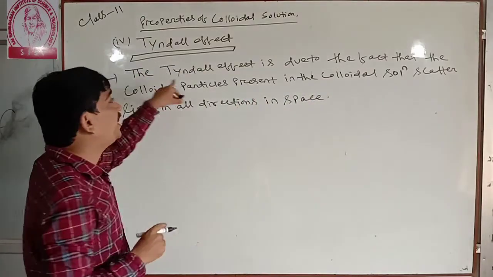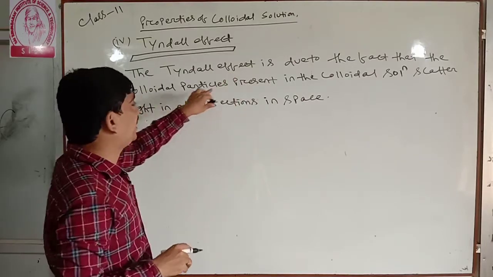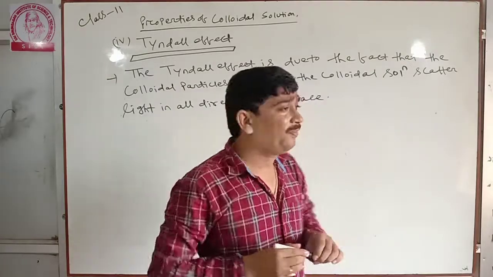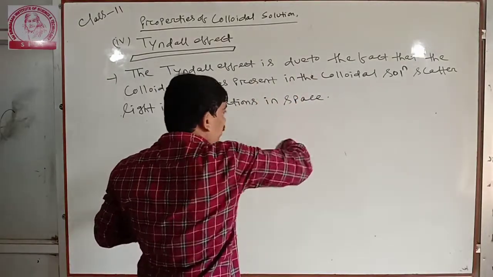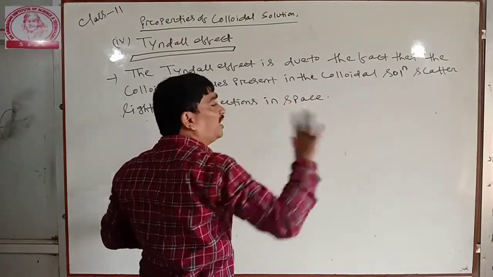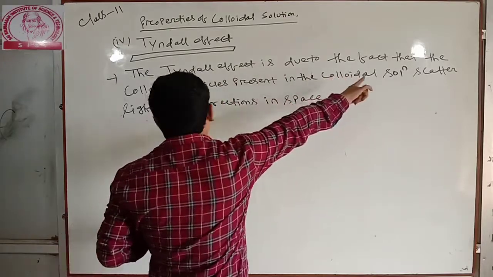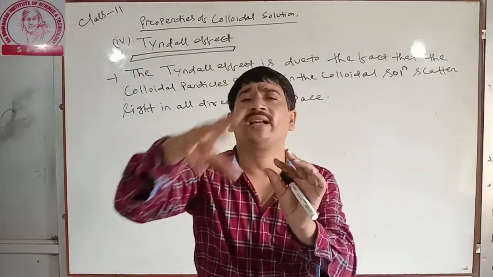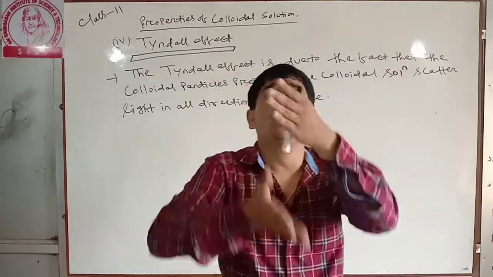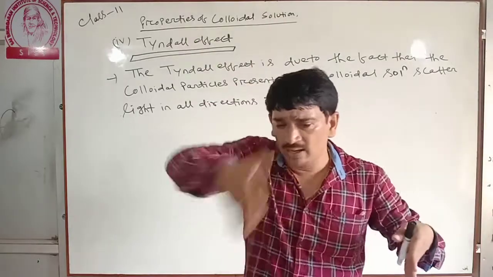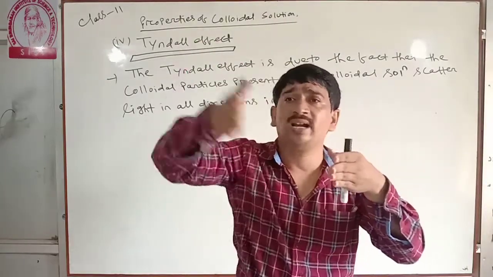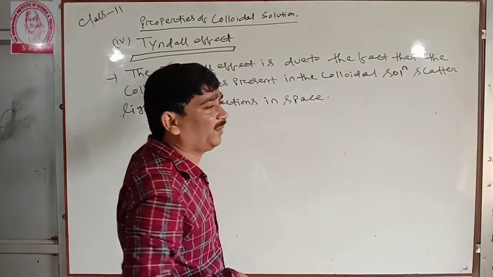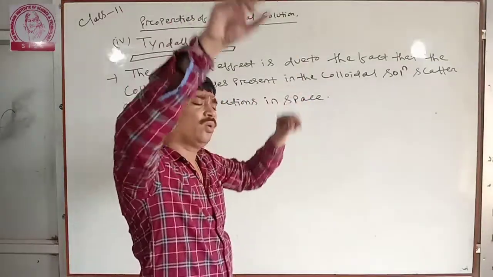Very important point. The Tyndall effect is due to the fact that the colloidal particles present in the colloidal solution scatter light in all directions in space. So in the figure, light is scattered in all directions. The colloidal particles in the colloidal solution will scatter light in all directions, due to which the Tyndall effect is observed.